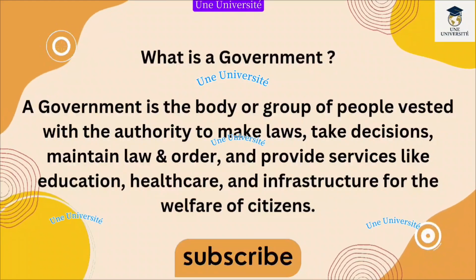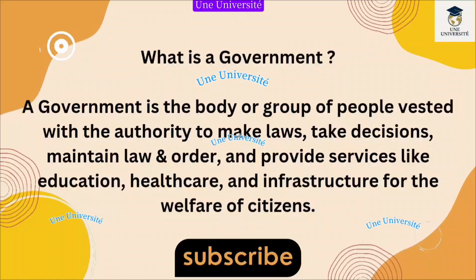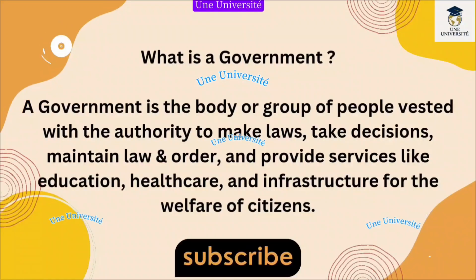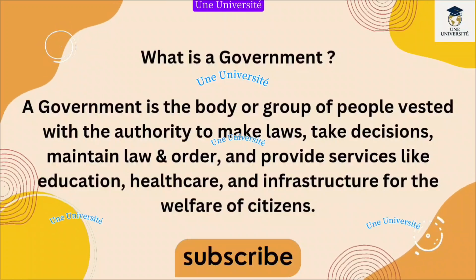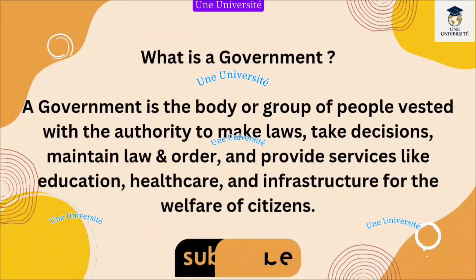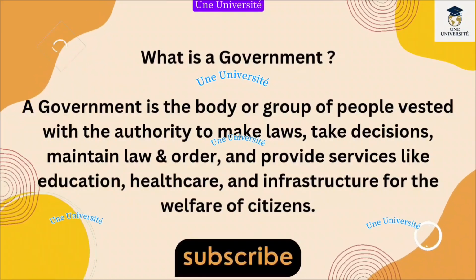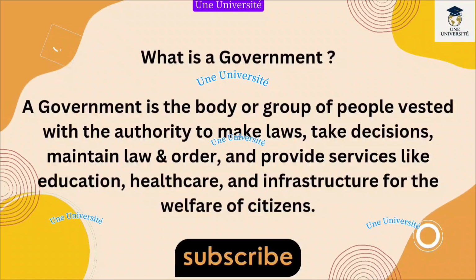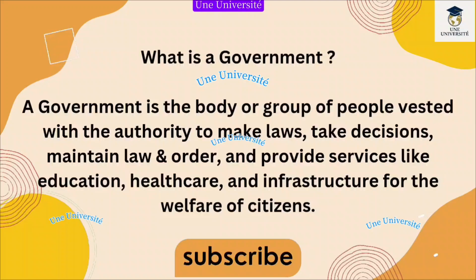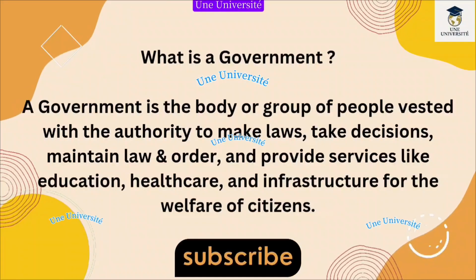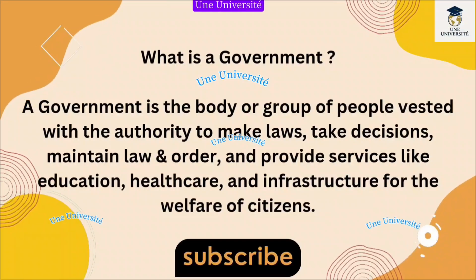citizens. So, in a nutshell, a government is an institution or a group of people which has the powers or authority to make laws, take decisions, maintain law and order, and also provide public services, for example, education, healthcare, and infrastructure for the welfare of citizens.